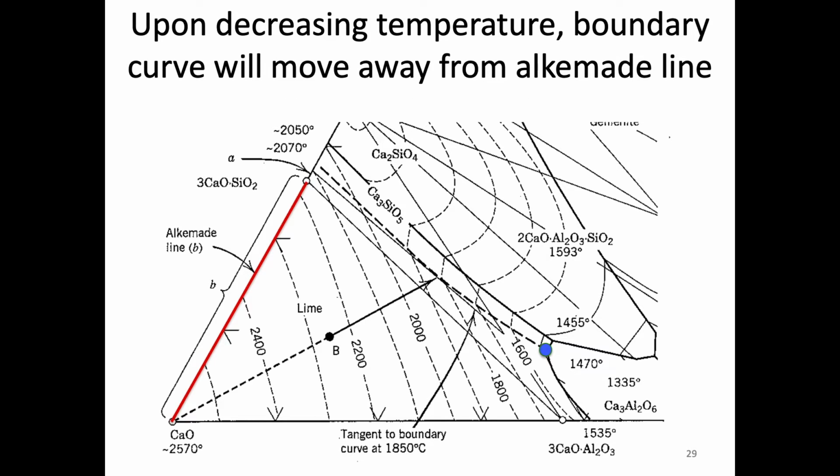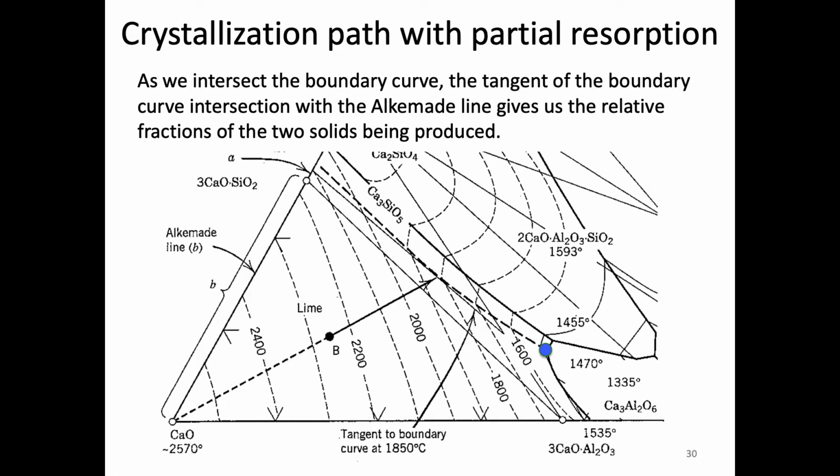Okay, so as we decrease the temperature and we're moving along this boundary curve, right, the liquid composition is continuing to change. We can see that we're sort of moving away from the two-phase region along this, and we're moving away from this alite line. All right, so the way we're going to use this to determine partial resorption is we're going to look at the progress we've made on the boundary curve.